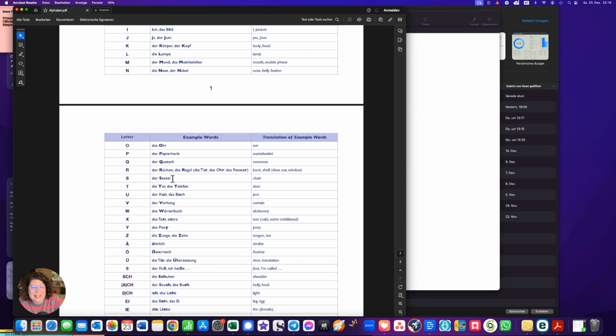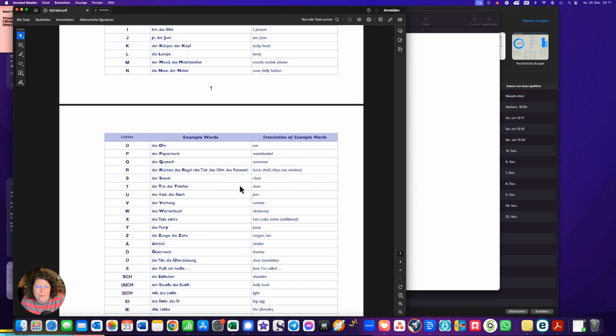Like S. Letter is S. Not. So the next letter is S. Example is der Sessel. It's a chair. Next letter is T. Like die Tür. We already had die Tür for the R. Now we're having it for the T. The first letter of Tür, die Tür.